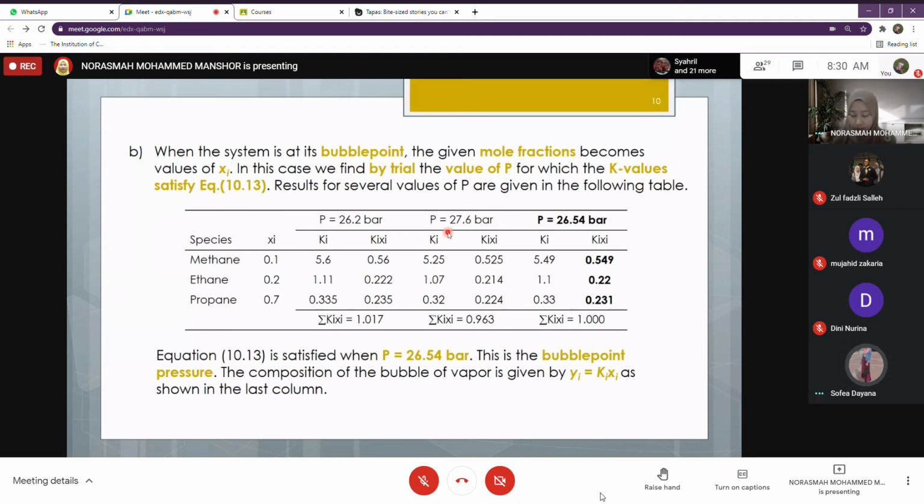Faham, madam. Have you tried many times? Right? So the answer for bubble point pressure is 26.54 bar, and this is the vapor mole fraction, Yi. Any questions? No more, madam.